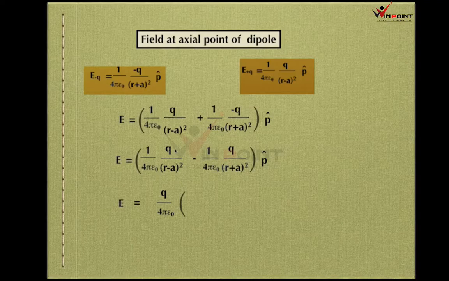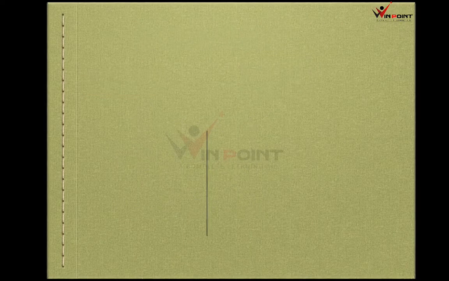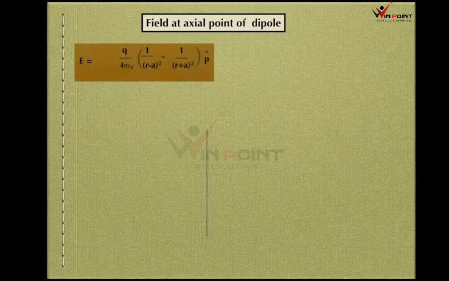This q by epsilon 0, this q by 4 pi epsilon 0 is a common factor. We are taking it out, and inside the bracket it will be 1 by (r minus a) whole square minus 1 by (r plus a) whole square into p cap. So we got this value.